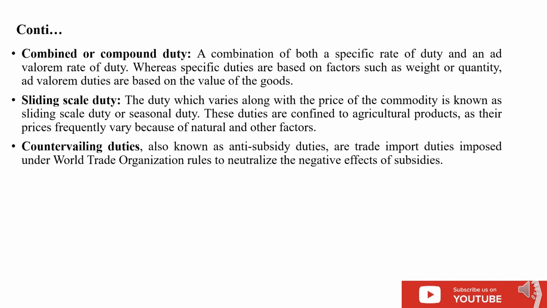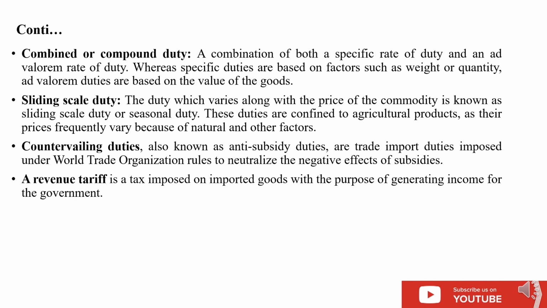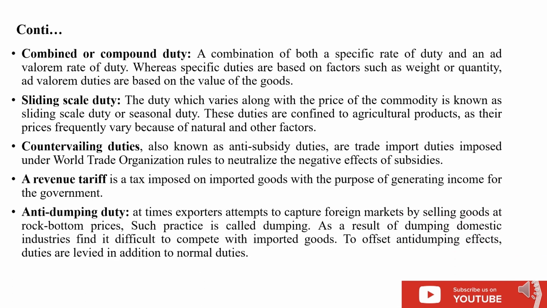Countervailing duty is the next tariff type. It is also known as anti-subsidy duty, imposed under World Trade Organization rules to neutralize the negative effects of subsidies. A revenue tariff is the next type of trade barrier. It is a tax imposed on imported goods with the purpose of generating income for the government.